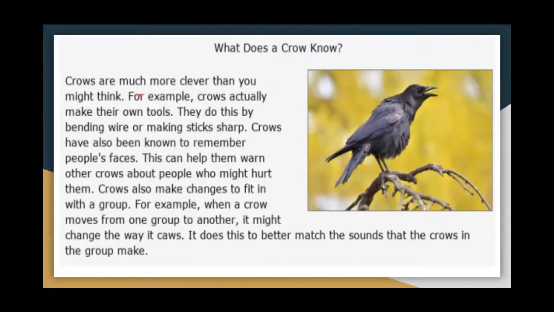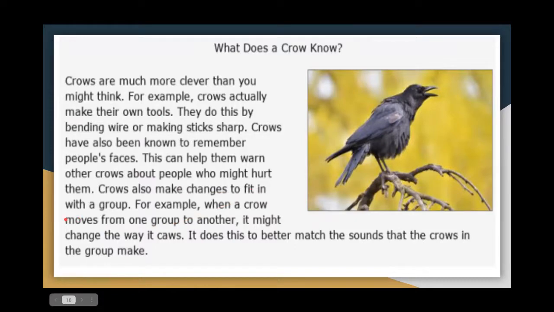Now I'm looking at this passage and I want to look at the first sentence, because the first and the last sentence are very important. The first sentence says, crows are much more clever than you might think. The last sentence says, it does this to better match the sounds that the crows in the group make. In between, I see sentences about what crows do. They make their own tools. They have been known to remember people's faces. They can make change to fit in with a group.